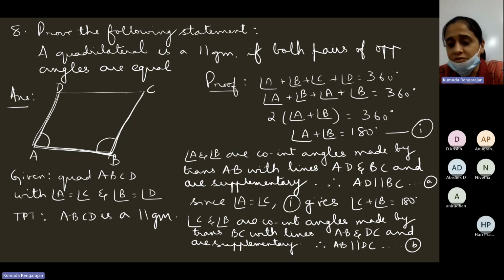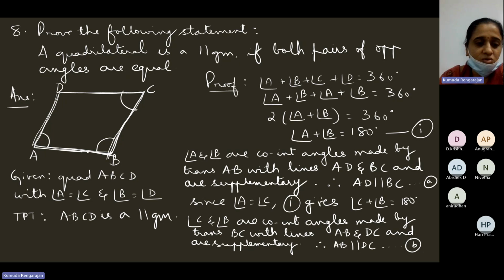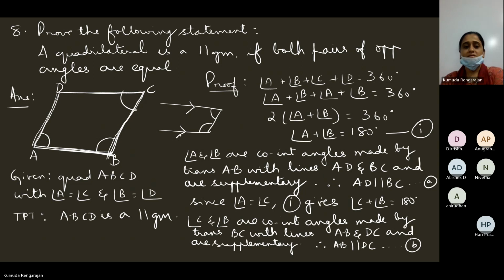So if you look at what I have written here, C plus B is equal to 180. So CB is a transversal, and these are the two lines. Co-interior angles are supplementary, then that means this line is parallel to this line. That is, AB is parallel to DC. So like this, we have proved that both pairs of opposite sides are parallel. So ABCD is a parallelogram.